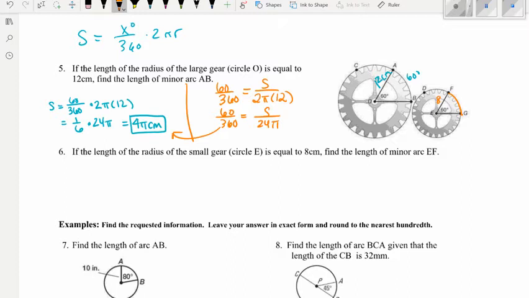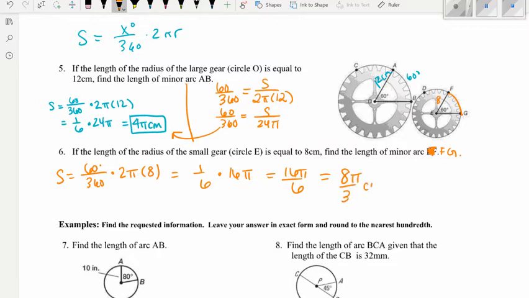It says EF. I think that was supposed to be FG, so we'll cross that off and write FG. So for this, then that would be S is equal to, same thing, 60 over 360 times 2 pi times r, which is now 8. So that gives us, again, 1/6 times 16 pi. So that gives us 16 pi over 6, which we can reduce that fraction into 8 pi over 3 centimeters.